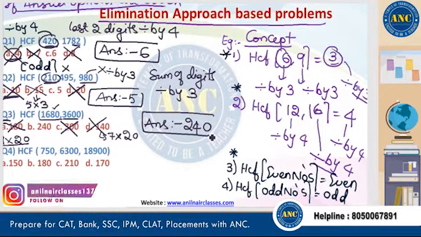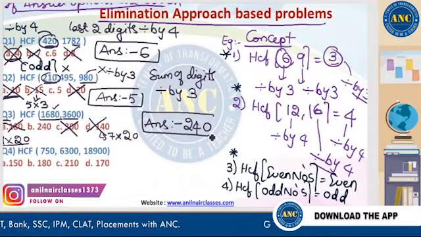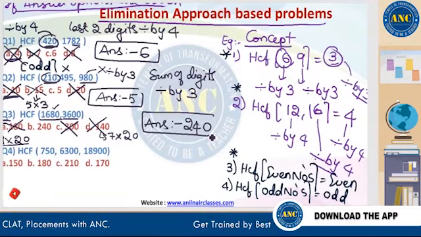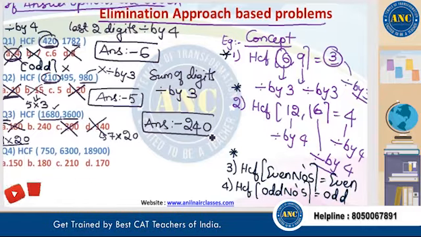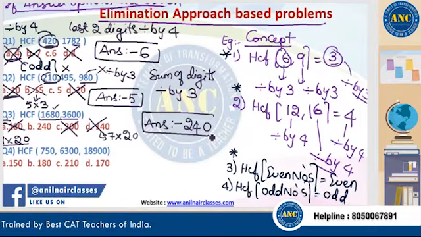300. 300 is divisible by 100. 3600 is divisible by 100. 1680 is not divisible by 100. Only option pending is 240. I hope the idea is clear.